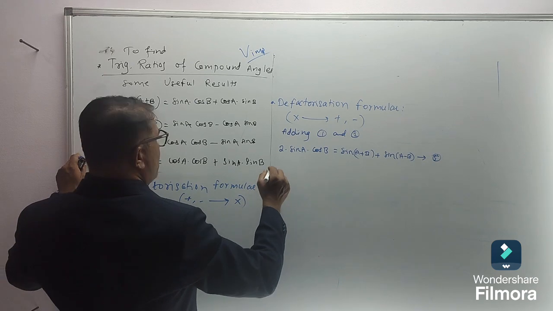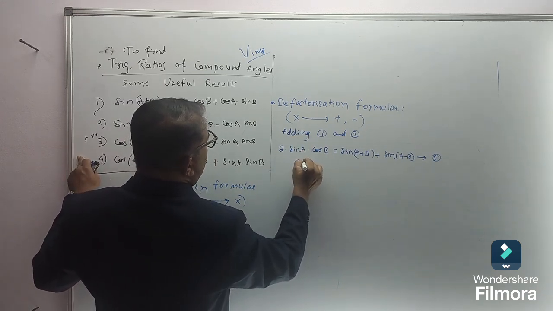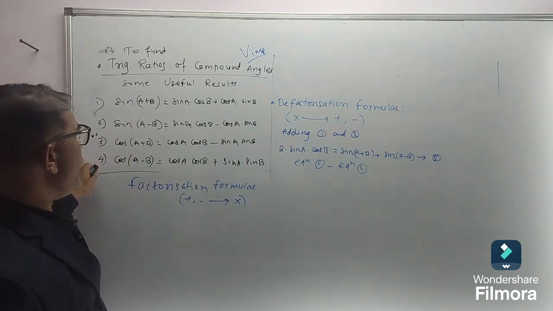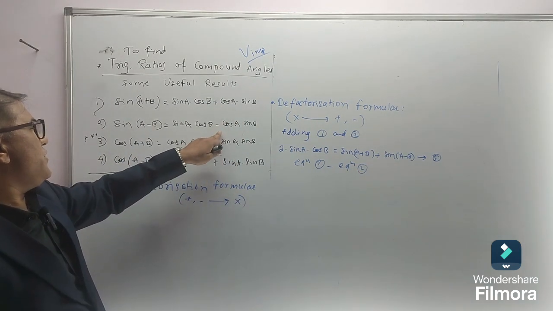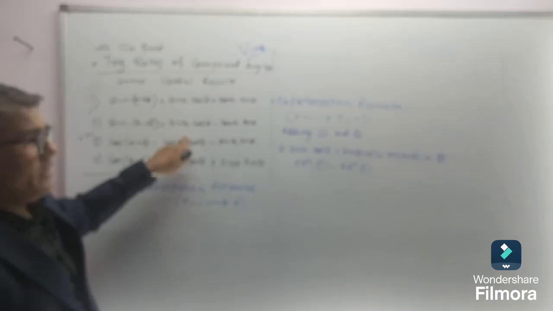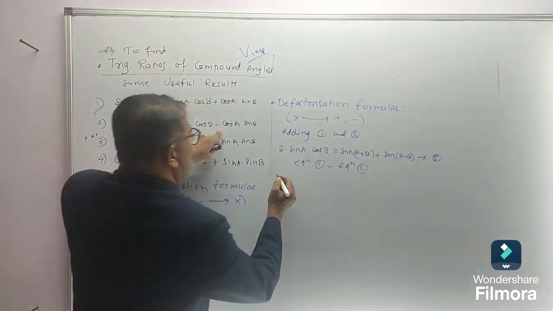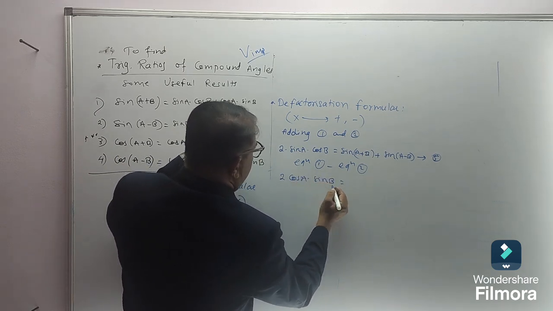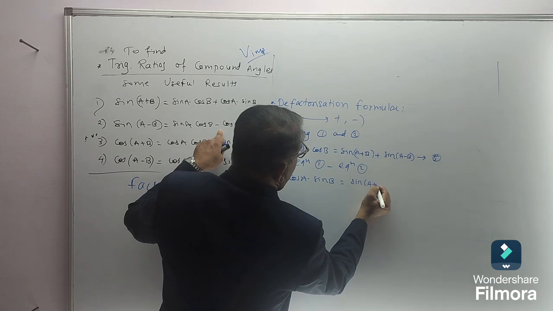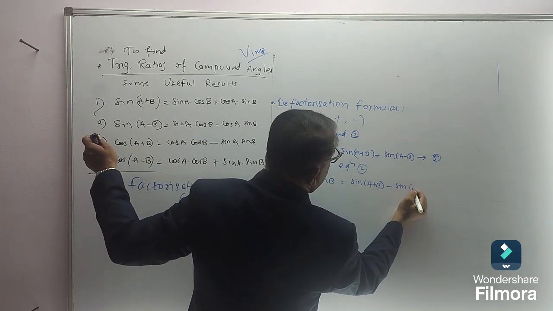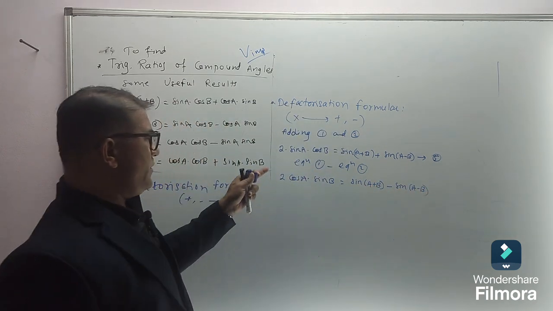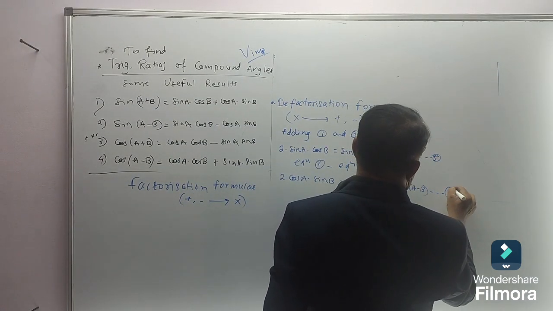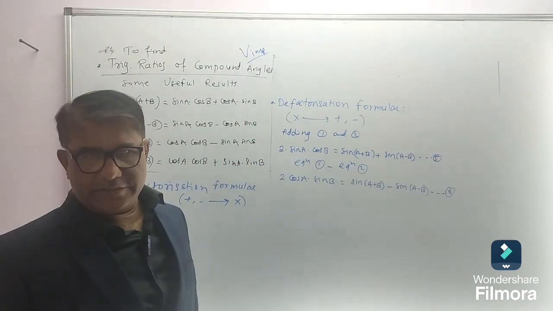Similarly, if I subtract equation 1 minus equation 2, what did I get? These two terms are cancelled. This becomes minus minus plus. Yes, 2 cos A sin B is equal to sin of A plus B minus sin of A minus B. This is the second defactorization formula. Consider it as a 6.